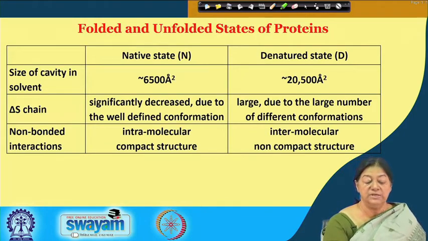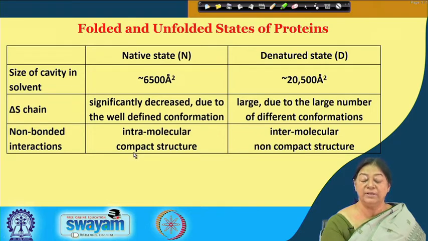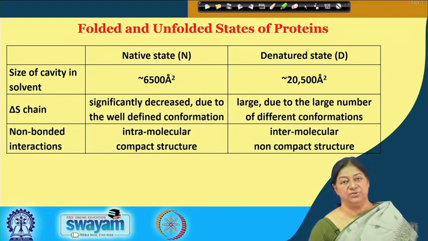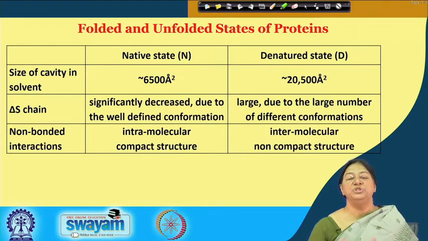For the non-bonded interactions, they are intramolecular in nature, giving you a compact structure. Here they are intermolecular and there is a non-compact structure, which means that the chains can now interact amongst themselves also, rendering a disorder into the system.